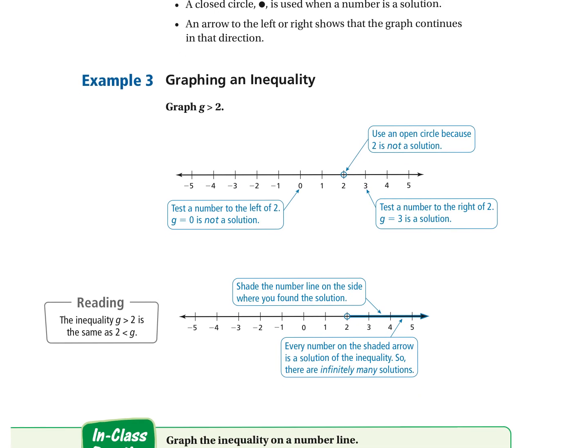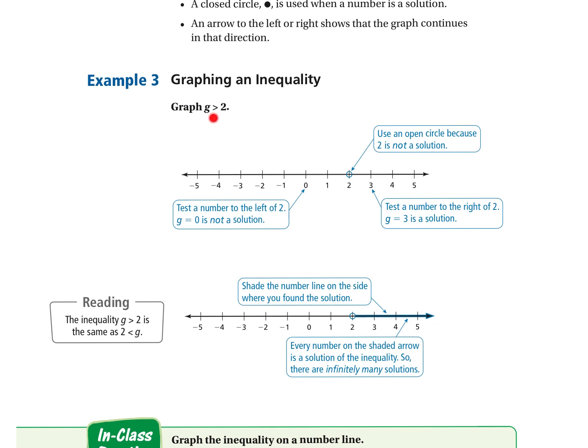All right, so let's look at example 3. There's a lot of breakdown here, so we're going to talk a little bit about it. My problem says G is greater than 2. So I want to show G being greater than 2. Okay, here it's showing you an open circle because 2 is not part of the solution. It is not greater than or equal to 2. It's just greater than 2. So this is my starting place with the open circle.